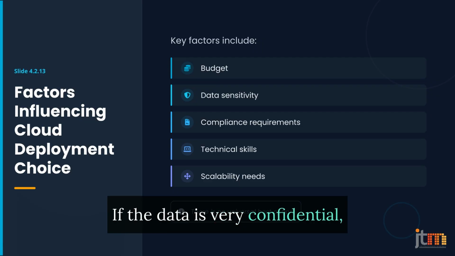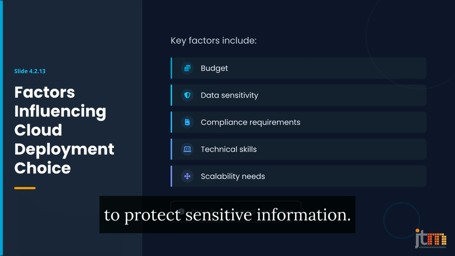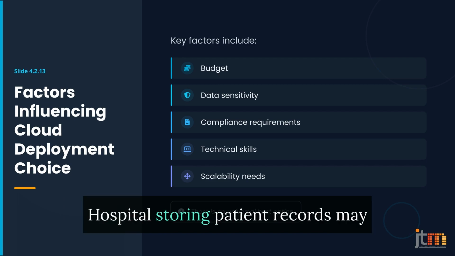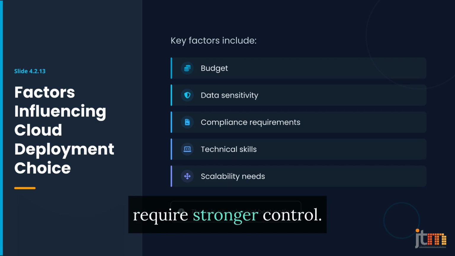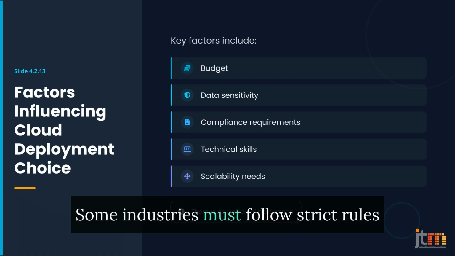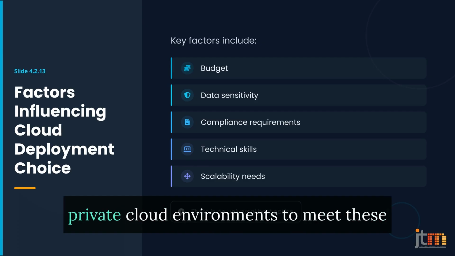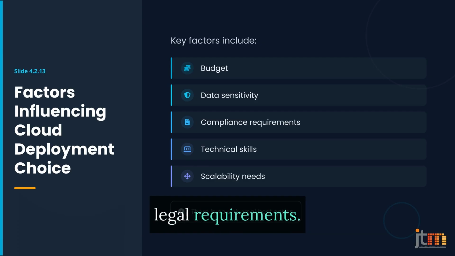If the data is very confidential, organizations may choose a private cloud to protect sensitive information. For example, hospitals storing patient records may require stronger control. Another factor is compliance requirements. Some industries must follow strict rules and regulations. Banks and financial companies often use private cloud environments to meet these legal requirements.